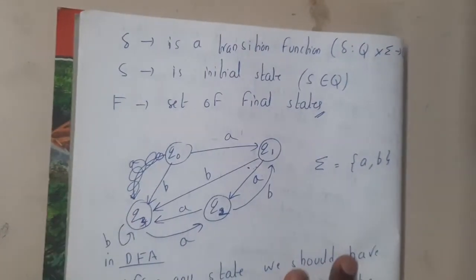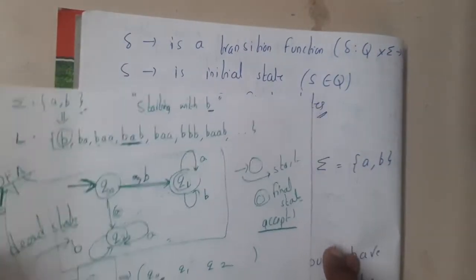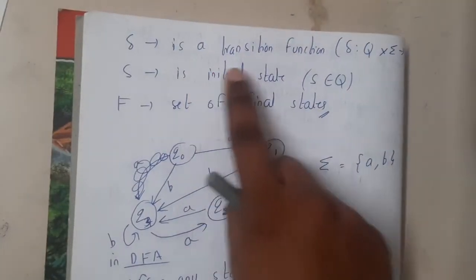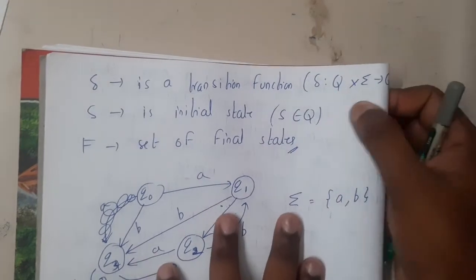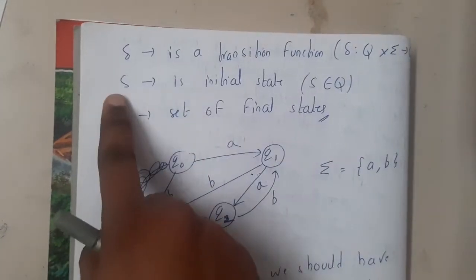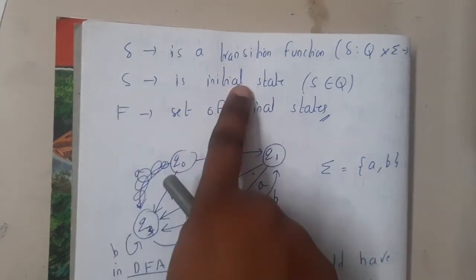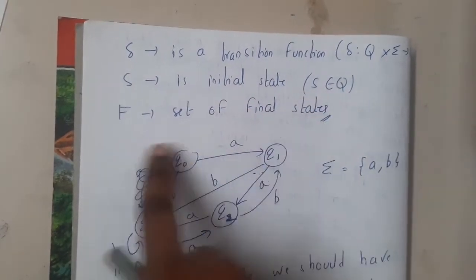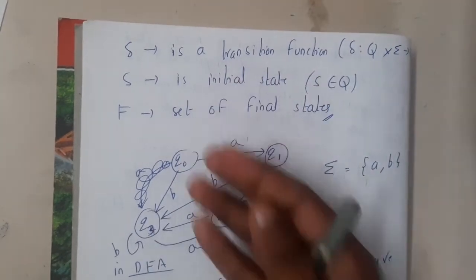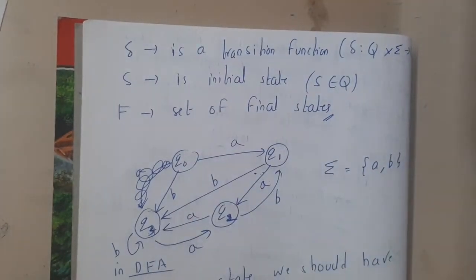Moving on to delta. If you recall, what did we write? Delta is nothing but the transitions, a transition function delta such that Q cross sigma gives Q. And moving on, S is nothing but the start symbol or initial state, so S belongs to Q. Similarly, F is nothing but the final states. So these are the 5 tuples with respect to deterministic finite automata.